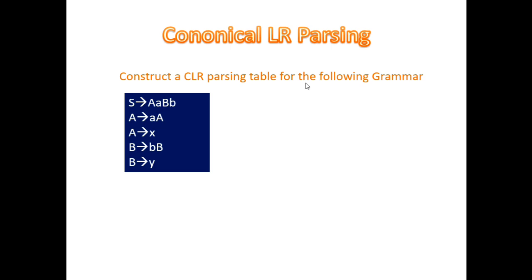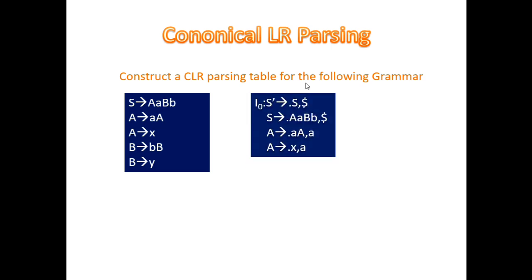Now, the first step is the augmented grammar. We push the starting symbol on the right side, that is S dash tends to dot S, and since this is a starting symbol, we have a lookahead symbol called dollar. Now, dot is before a non-terminal, so find the closure operation for S. Introduce all the productions of S. We have only one production for S: S tends to dot, capital A, small a, B, small b. The lookahead symbol is dollar.